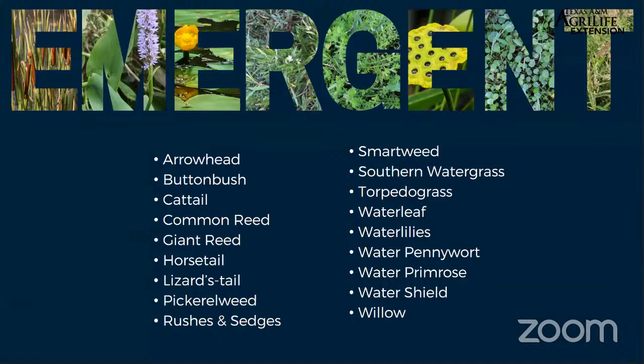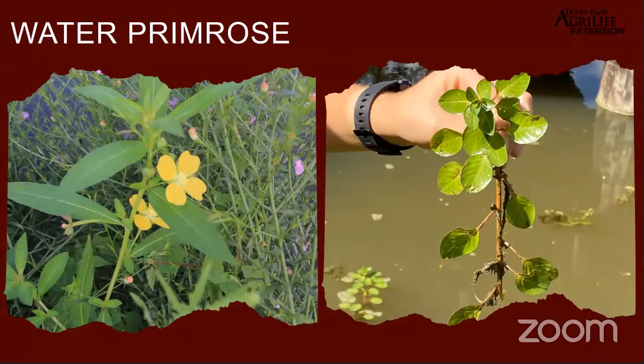Moving on to emergent vegetation. Again, these are rooted with stiff or rigid stems with all or parts of the plant standing above the water surface. So this is the number one emergent plant that I get calls about, and in general, it's just a very common inquiry throughout Texas.